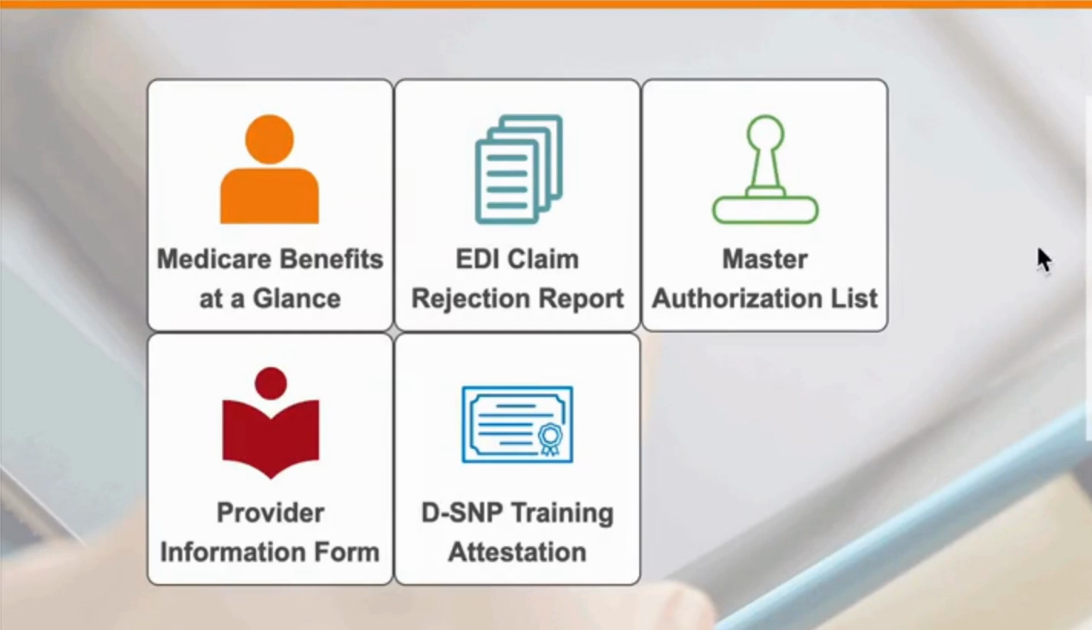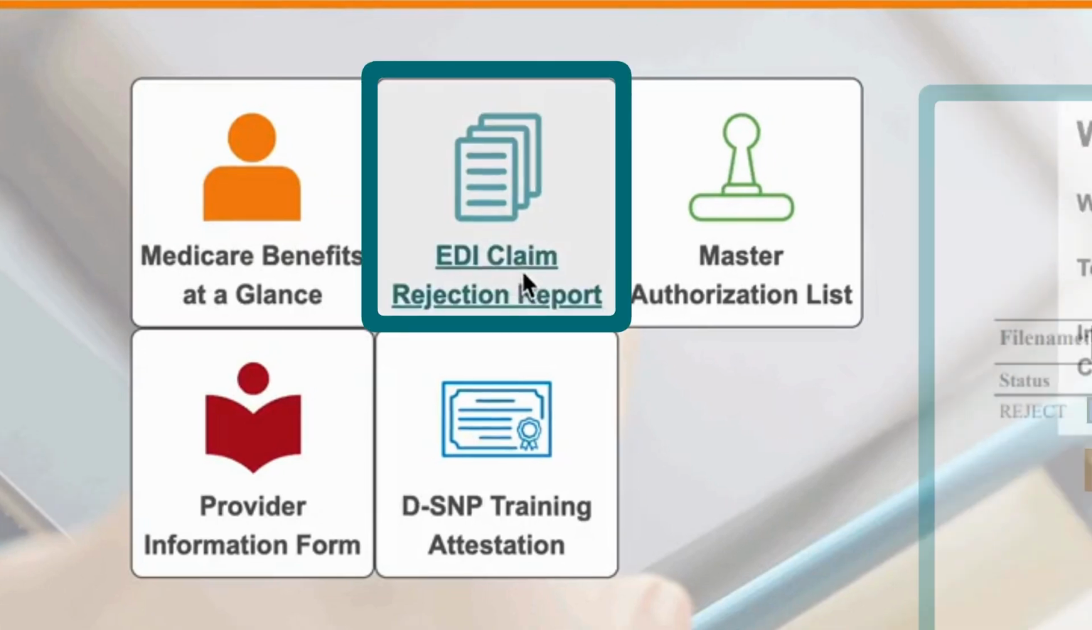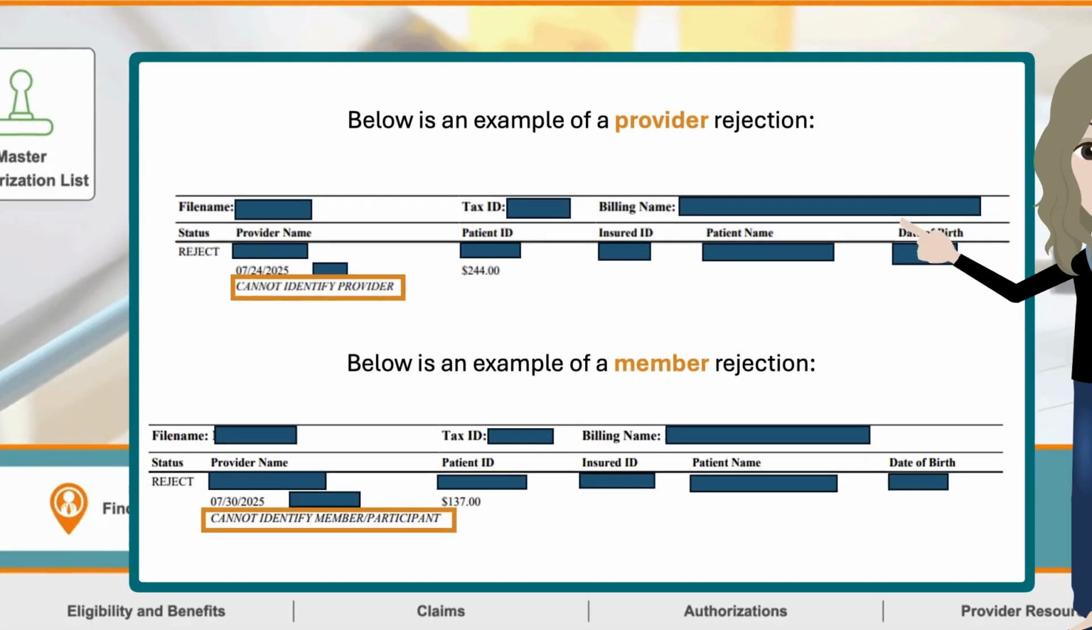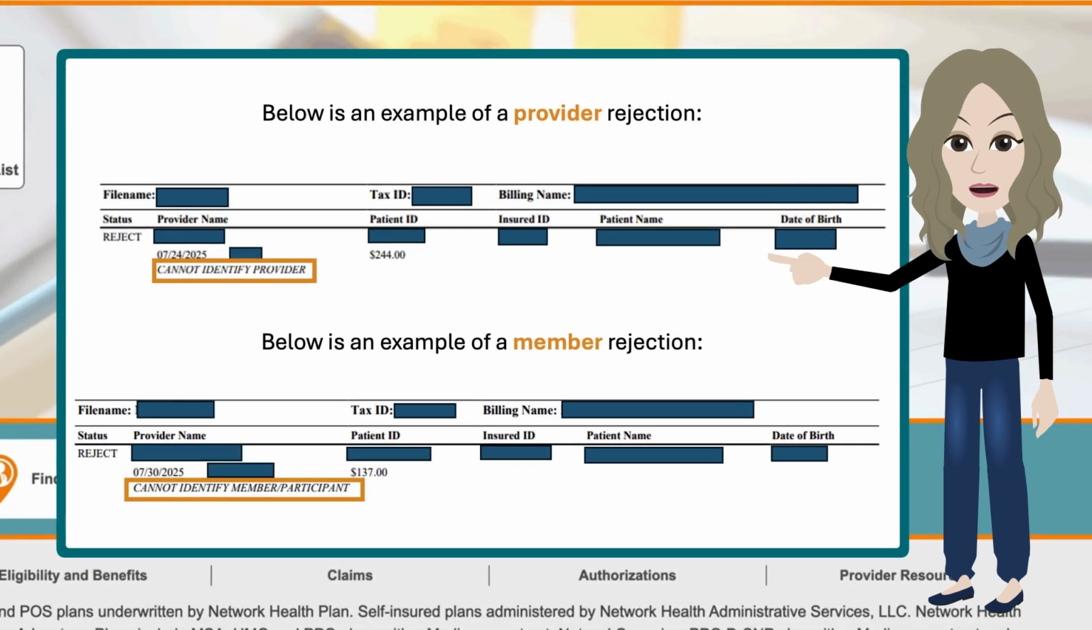The next quick link is the EDI Claim Rejection Report. Once selected, this will automatically display any claims that may have been rejected for a provider or member mismatch. Just a reminder, Network Health does not reject through the clearinghouse. If a provider has not received payment within 30 days from Network Health, please review the EDI Claim Rejection Report.